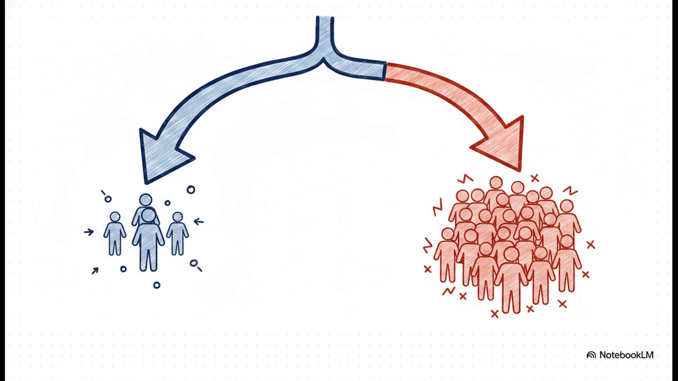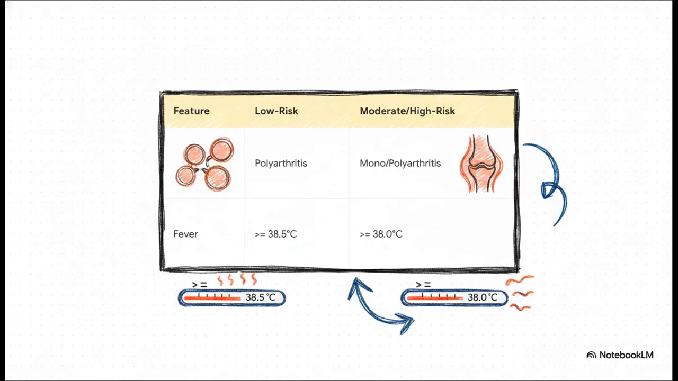Before you even apply the criteria, you now have to stratify your patient's population. You have to ask, am I dealing with a low-risk population or a moderate and high-risk population? The diagnostic thresholds actually split based on the baseline incidence of the disease in that specific area. So, what does this all mean for your workup? The crucial point is understanding how these diagnostic thresholds shift.